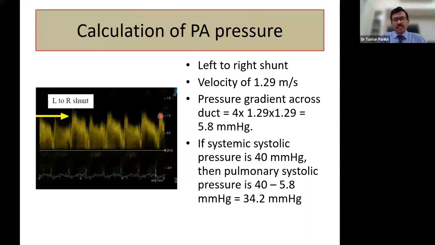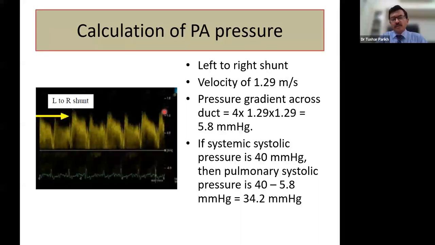So here you measure it at the maximum velocity, which is about 1.29 meter per second. Therefore the pressure gradient across the PDA is 4 into velocity square, which is about 5.8 millimeters of mercury. And since this is a pure left to right shunt, the pulmonary pressure is lower than the systemic pressure, and therefore the systolic pressure in the arteries is 40. So you subtract 5.8 and what pressure you get is 34.2. So your pulmonary artery pressure is 34.2.